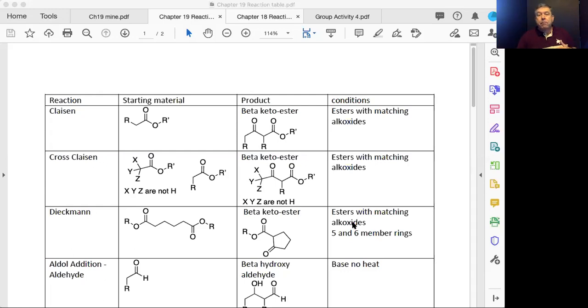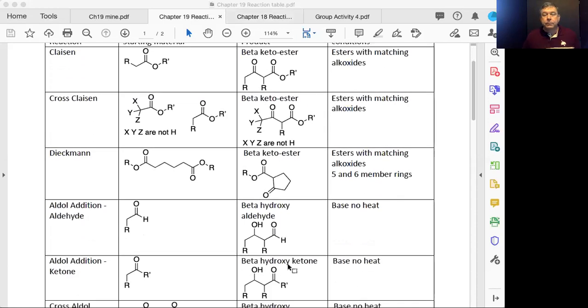Okay. Now, when we move away from esters and go to aldehydes, we have what we call the aldol addition. Okay. So if it's just an aldehyde, it's the aldol addition, and we end up with a beta hydroxyaldehyde. Okay, note the key here on my conditions list is base with no heat. Okay, no heat, because if we heat, we have an opportunity for an acid or base catalyzed dehydration to form an alkene. And that's a different reaction. We'll talk about that next.